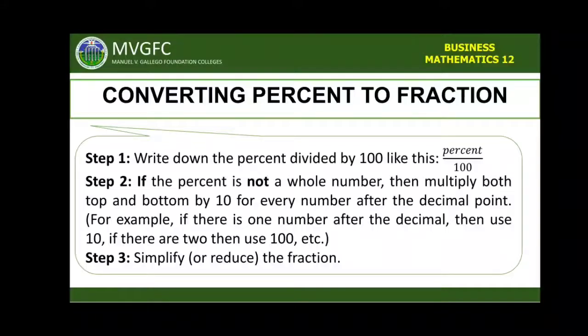So in this part, we need to follow several steps. Okay, so step number 1 is first to write down the percent divided by 100 like this. Percent all over 100. Okay, step number 2 is if the percent is not a whole number, then multiply both top and bottom by 10 for every number after the decimal point. For example, if there is one number after the decimal, then use 10. If there are 2, then use 100, and etc. And for step number 3, once again, is to simplify or reduce the fraction.